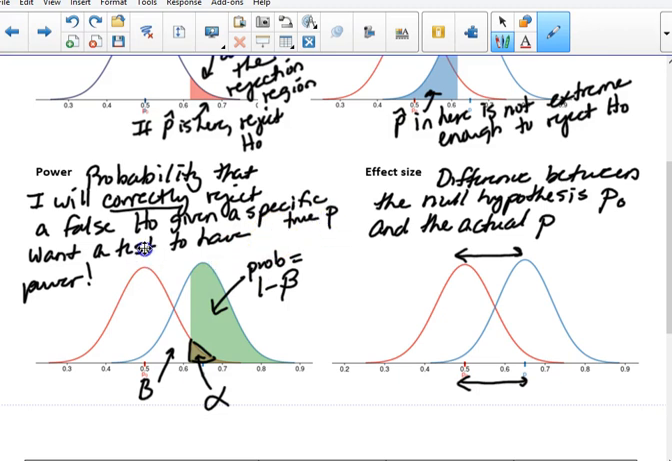I want a test to have power. It's a good thing. The power is the complement of the probability associated with the type 1 error. So if this were, say, 30%, this would be 70%.